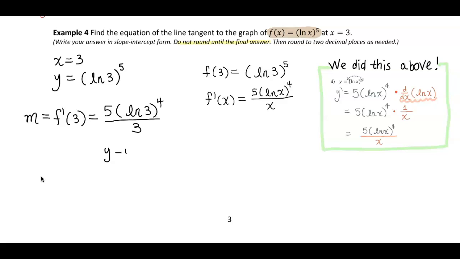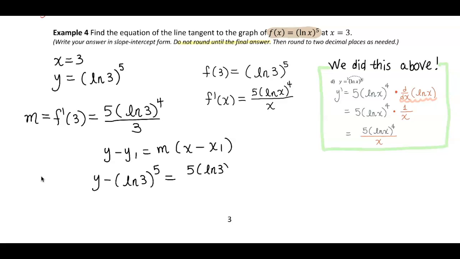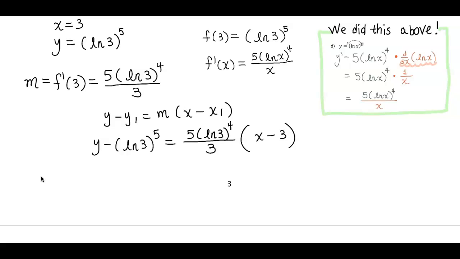y minus y1 equals m times x minus x1. And I know they said slope-intercept form, so I guess I will have to distribute and add. But this will give me y minus natural log of 3 raised to the 5th power equals, put the slope here, 5 times natural log of 3 to the 4th power over 3. That is the slope, parenthesis, x minus 3. Okay, doing good. Let's go ahead and distribute the right side.